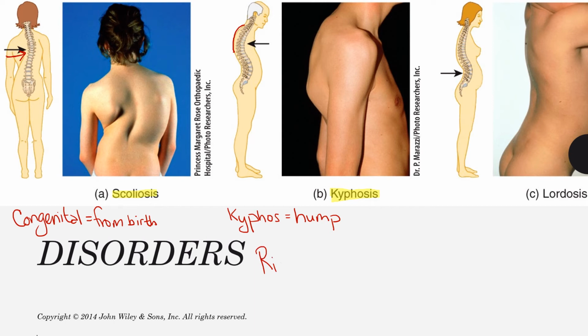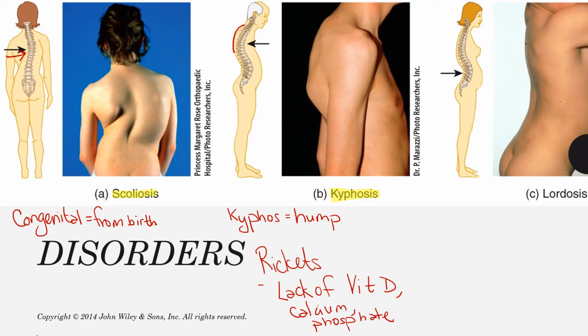Rickets, if you've heard of rickets before, is a skeletal disorder that's caused by a lack of vitamin D. Also calcium or phosphate as well. Rickets causes people to have weak or soft bones or skeletal deformities as well, like kyphosis.